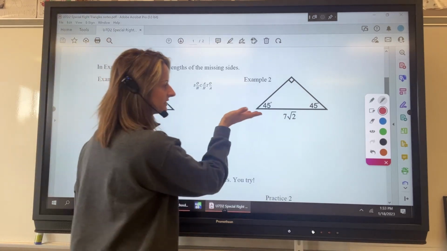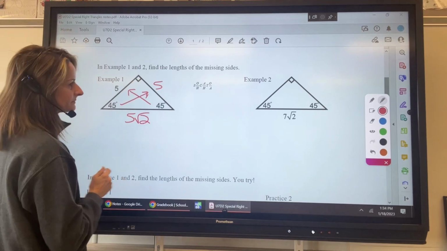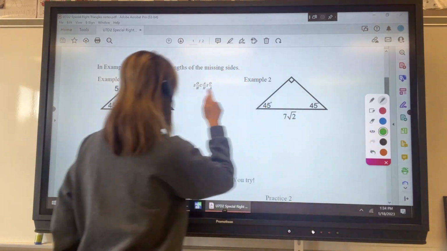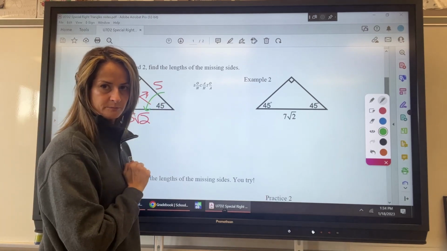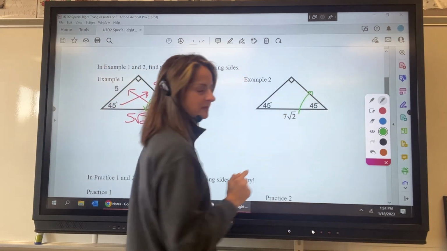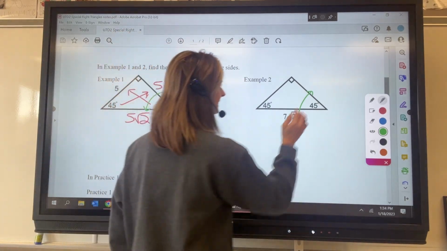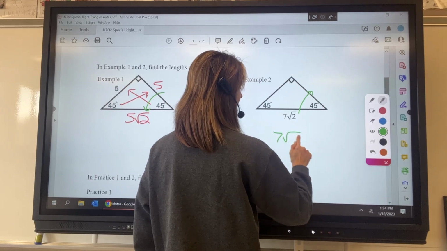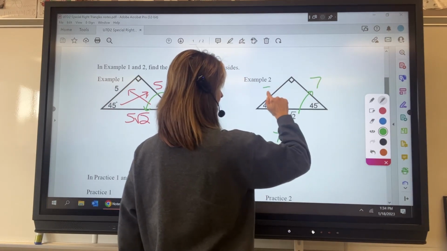Now this one we are given the length of the hypotenuse. We're going to work backwards. If I go from the length of the leg to the hypotenuse by multiplying by the square root of 2, then to go from the hypotenuse to the length of the leg, I'm going to do the opposite operation, which is dividing by the square root of 2. So 7 root 2 divided by root 2 will just give us 7, and those lengths are 7.